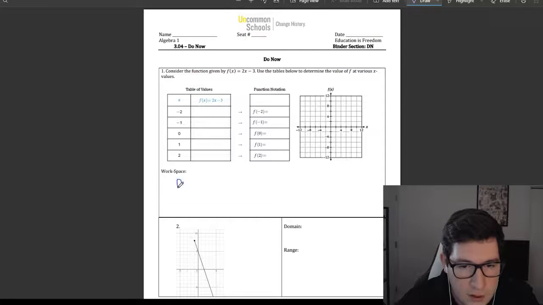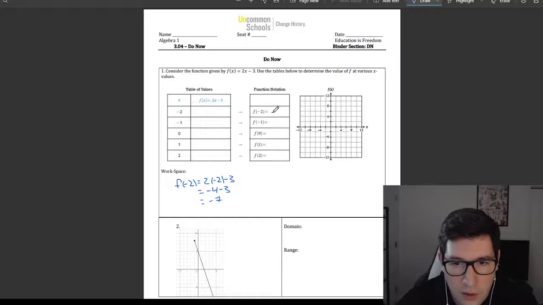So I'm simply going to take -2 and plug it in for every single x that we have, because when we're given an input, that's exactly what it tells us to do. So we're going to have 2 times -2 minus 3. This is going to give us 2 times -2 is -4, minus 3 for a -7. So I'm going to put -7 over here. Perfect.